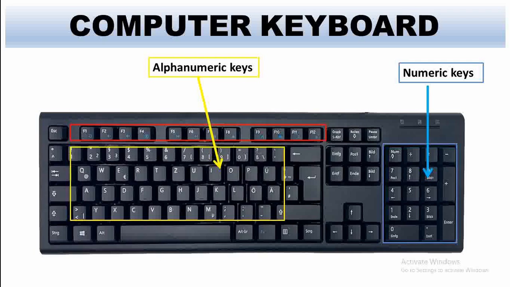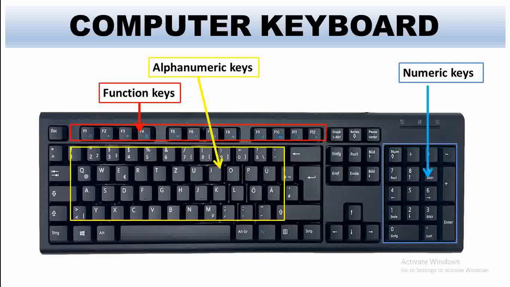Look at the top, circled in red. We have F1, F2, F3, F4, F5, F6 down to F12. We call them function keys. Each of them has its own work. They have functions when we are working on the computer system. That's the reason why we have to understand them. So those are the function keys.